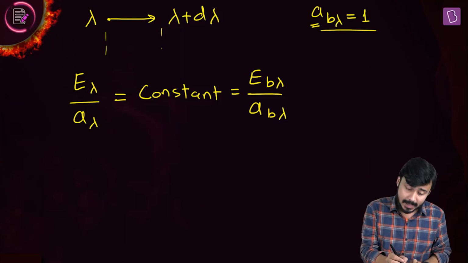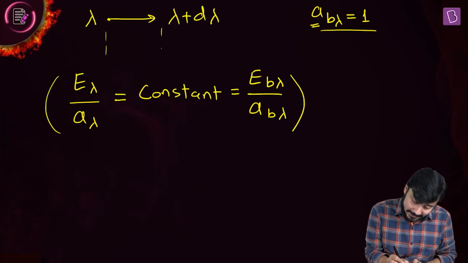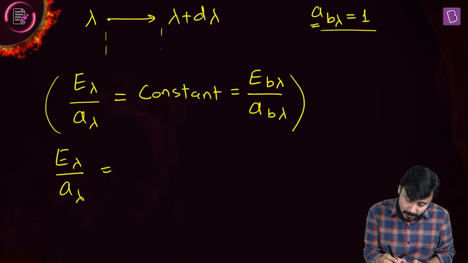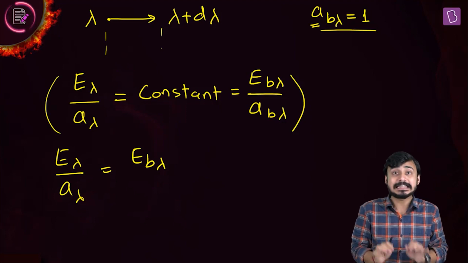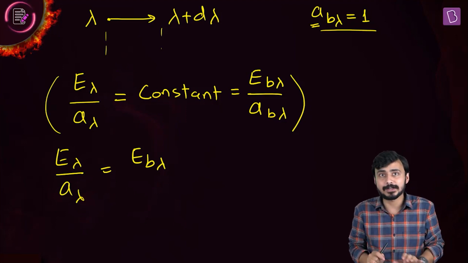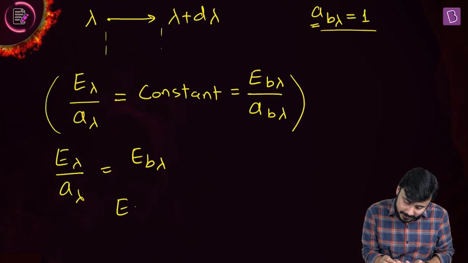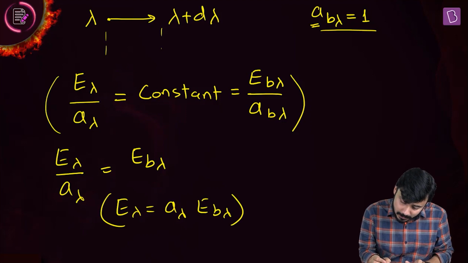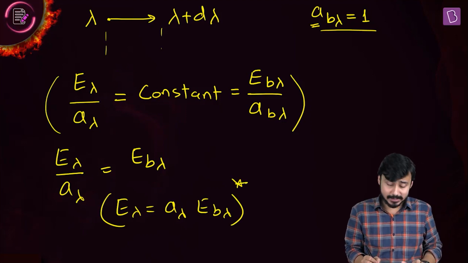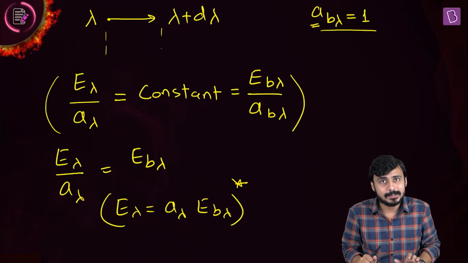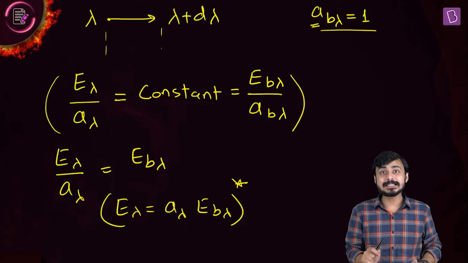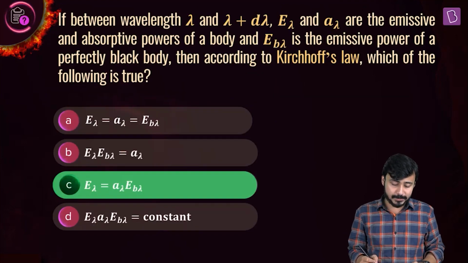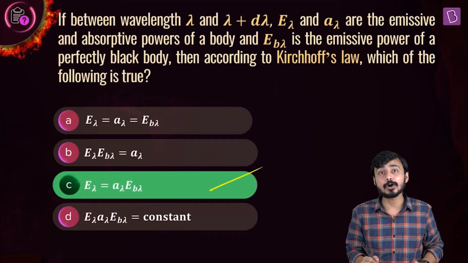In that case, as per the Kirchhoff law statement, E lambda divided by A lambda for any body must be equal to EB lambda, that is E lambda for the black body at the same wavelength range, right? So this gives you E lambda is equal to A lambda multiplied by EB lambda, which you might have studied as the Kirchhoff law statement or the Kirchhoff law result in your theory sessions. So that's E lambda is equal to A lambda multiplied by EB lambda. Let's look at the options. Option C will be the correct option in this case.